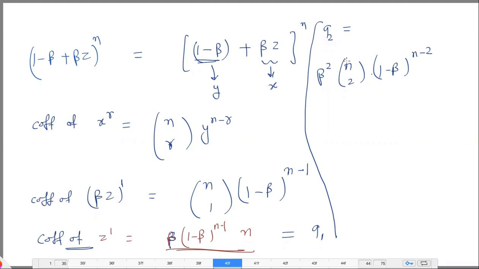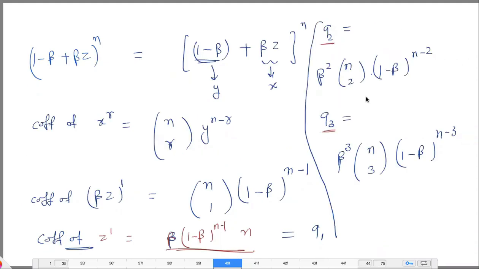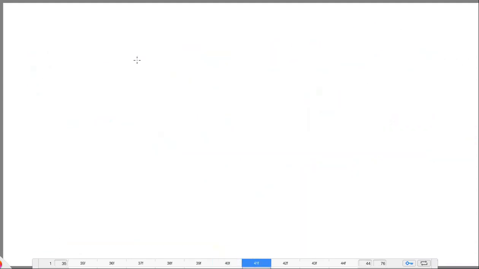So Q3 will be beta cube into nC3 into (1 minus beta) power n minus 3, right? So like that I will be having. Is this okay to everyone? You can find out the coefficients, and these coefficients are just my probabilities, because of these two equations. If I get all the probabilities, then I can get the expectation.